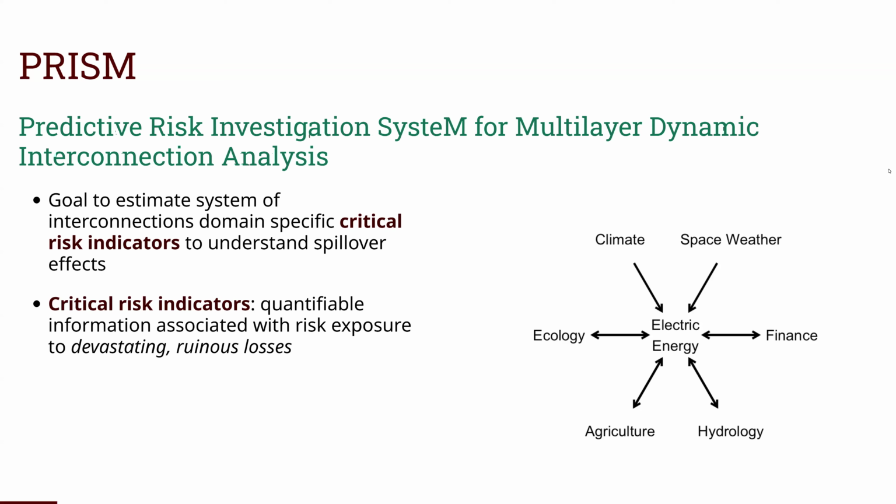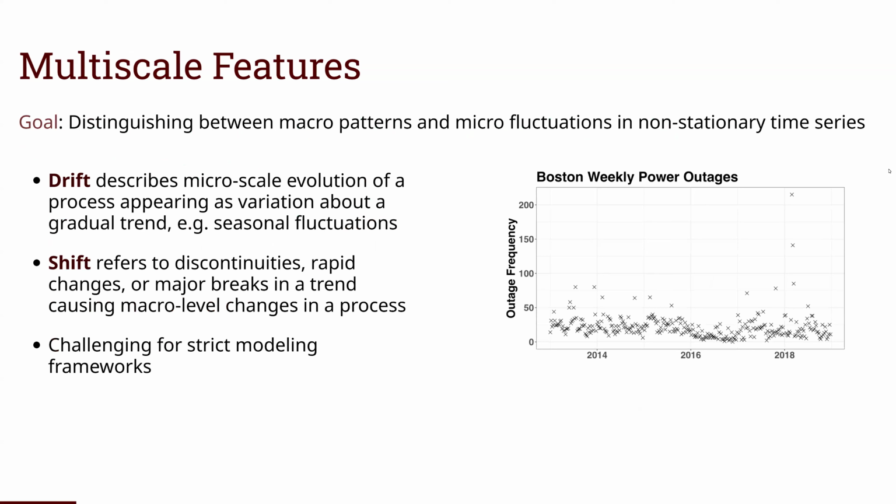For example, we centered all of our analysis on the electric energy domain. So things like how robust is our energy grid? Is a risk in climate leading to a risk in the energy grid, et cetera. That was a very big task that we were working on, and throughout our assimilation of all the data, we were getting lots of data that were counts, non-stationary, and very noisy.